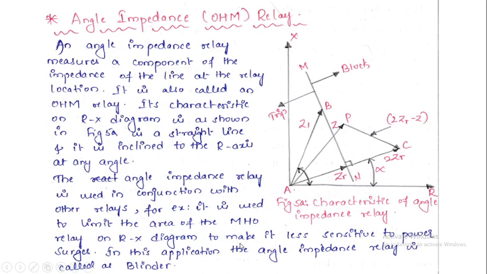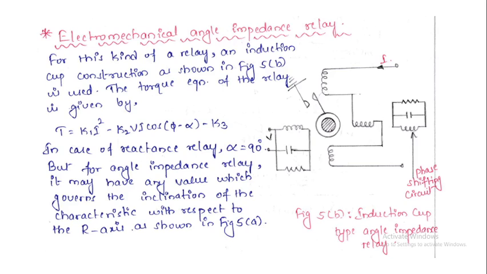The angle impedance relay is used in conjunction with other relays. For example, it is used to limit the area of the Mho relay on the RX diagram to make it less sensitive to power surges. In this application, the angle impedance relay is called a blinder. For various applications, along with this angle impedance, we can make use of other impedances also to have better performance of various relays.